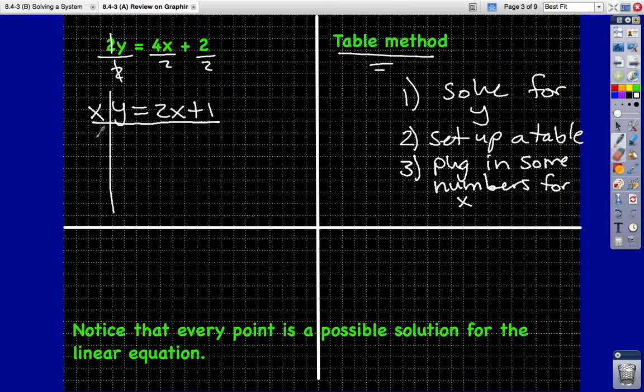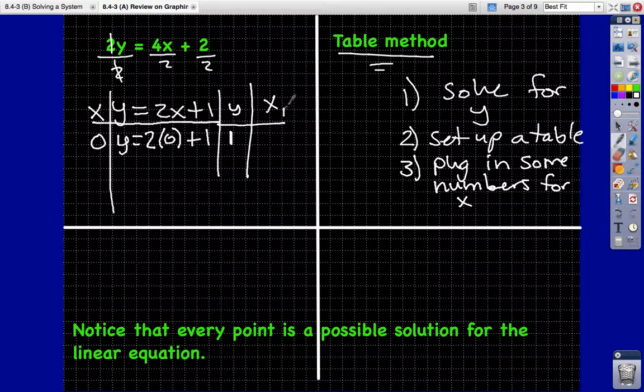I like to pick 0 because 0 is easy to calculate. So now you have to think, okay, when x is 0, what's y going to be? y equals 2 times 0, because I'm plugging in 0 for x, plus 1. So what does y equal here? Well, 2 times 0 is 0, and 0 plus 1 is 1. So y is 1 in this case. That leaves me with the x and y of 0, 1. So my x is 0 and my y is 1. Or I could say when x is 0, y is 1.